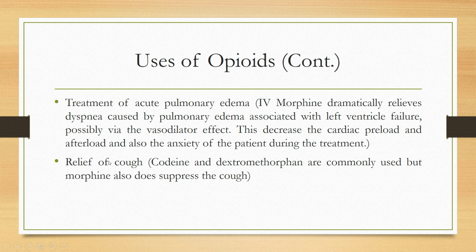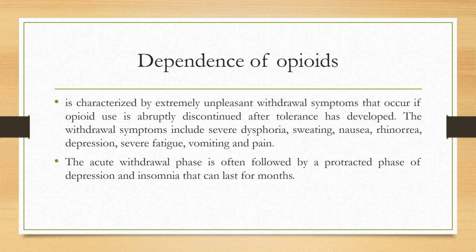So the last use, we can say, is the relief of cough. As you guys have known, codeine is banned now, but it was used as a cough suppressant. And right now codeine and dextromethorphan are commonly used. Even morphine can also suppress the cough.